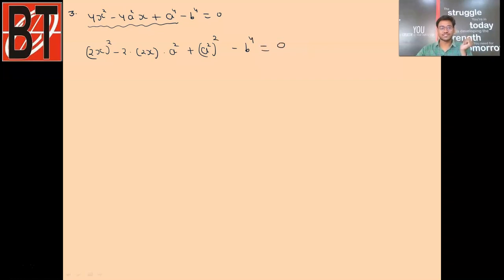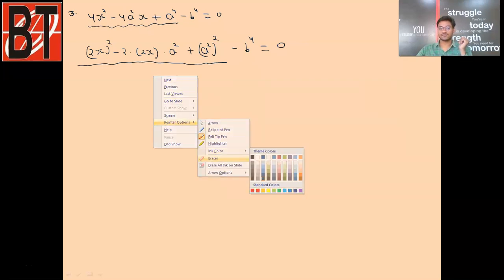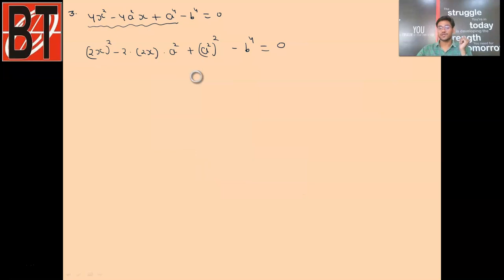Okay, now students, you can check that this becomes an identity. It's nothing but a square minus 2ab plus b square. The value of a I am considering as 2x and the value of b I am considering as a square. Okay, so yes, this is nothing but a complete square. So students, this kind of question you can expect in the standard paper. Okay, so you just need to recognize that identity is applied here. Okay, so can I write it's nothing but the 2x minus a square whole square?